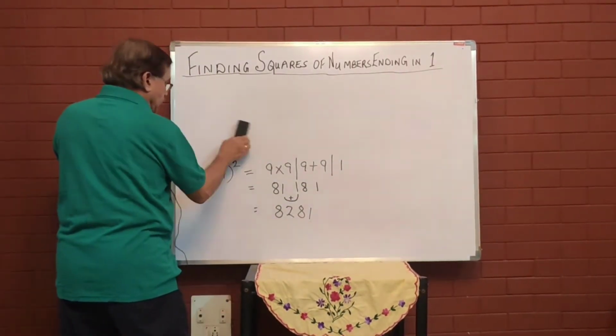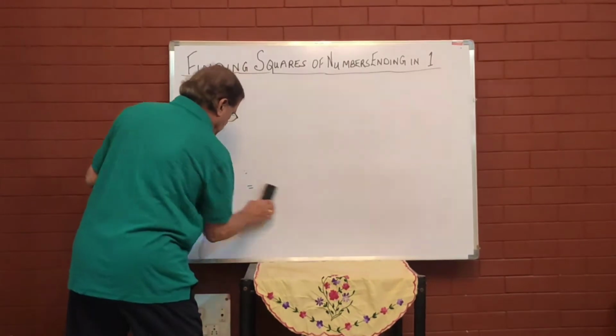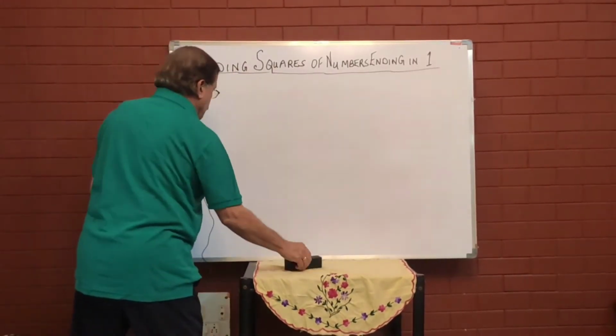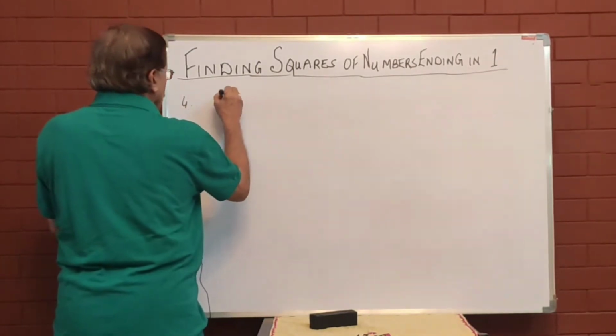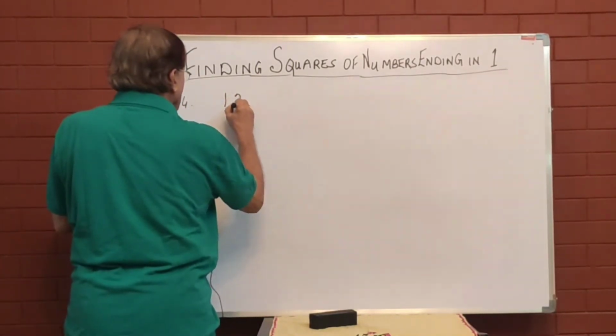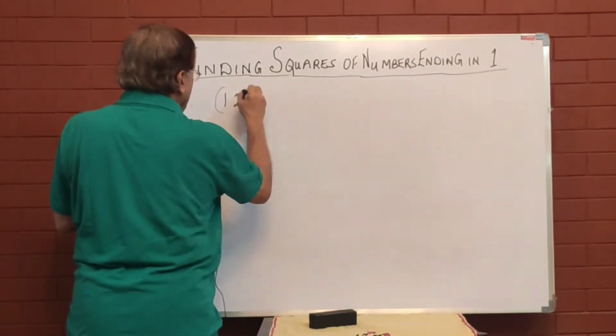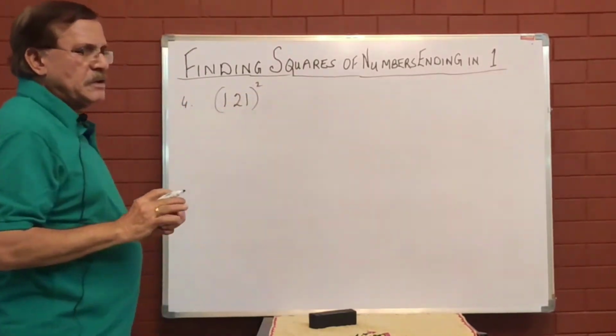These are the three answers we have, and finally one more answer you can take, which is a little bit bigger, but there is no problem in that. You can see the fourth question: 121 square. Again the same concept.